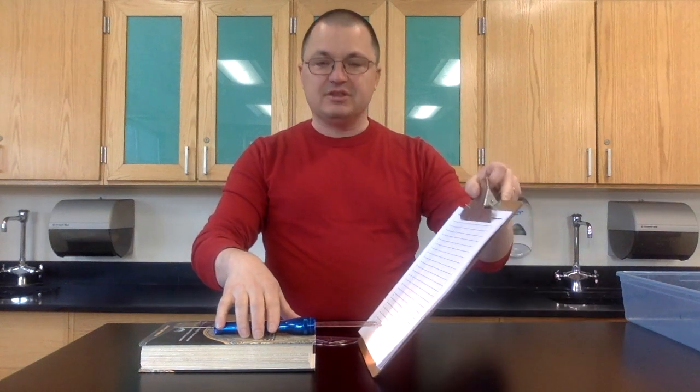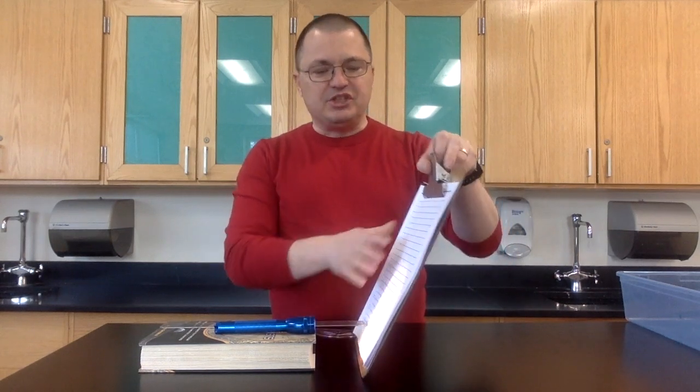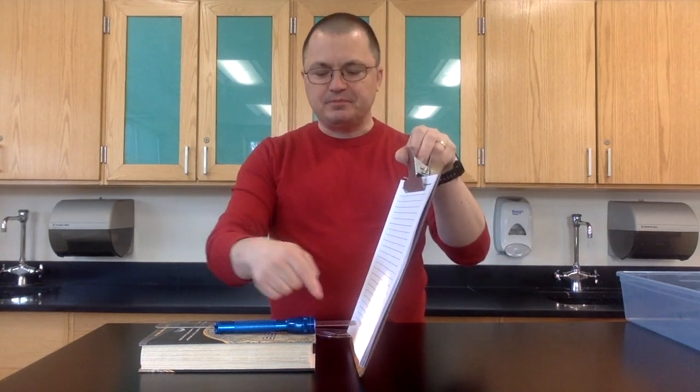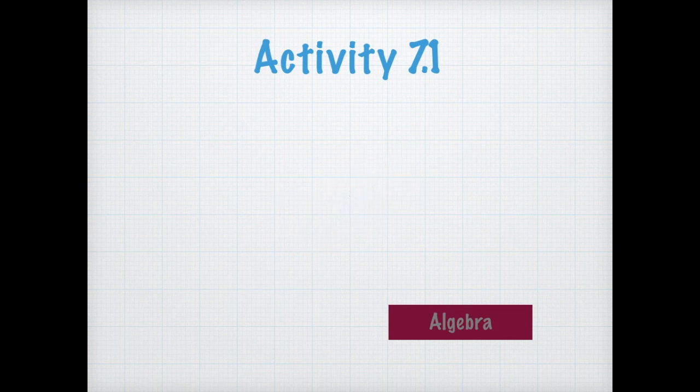You'll be using the ruler to measure the distance from the book to the clipboard and the protractor to measure the angle that the clipboard is at. You'll be changing the angle of the clipboard and seeing how that affects the intensity of the light that's hitting the paper. You're going to start setting up this lab by placing a book or a binder on your desk and placing a flashlight on top of that.